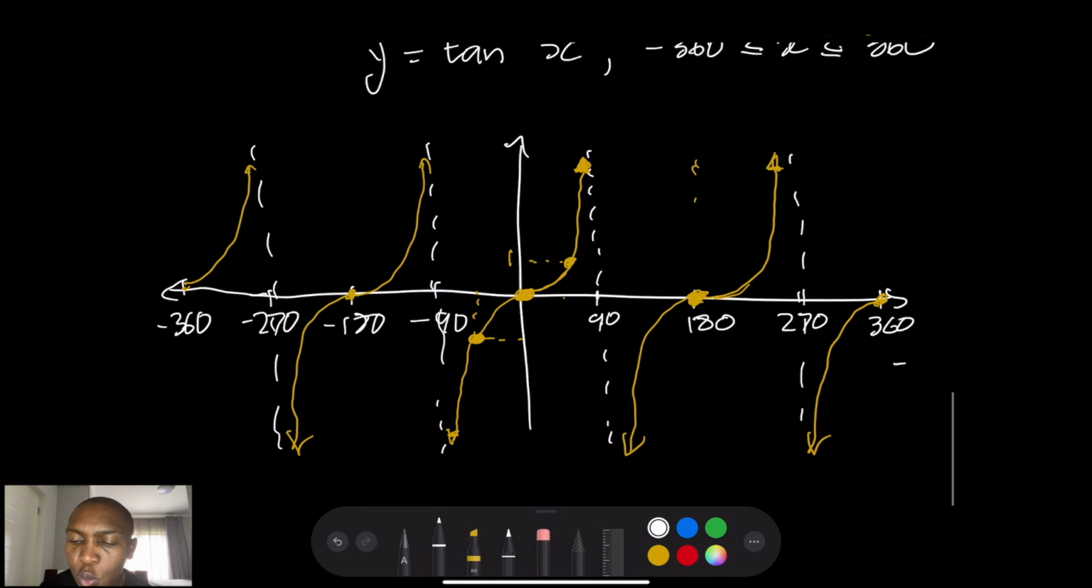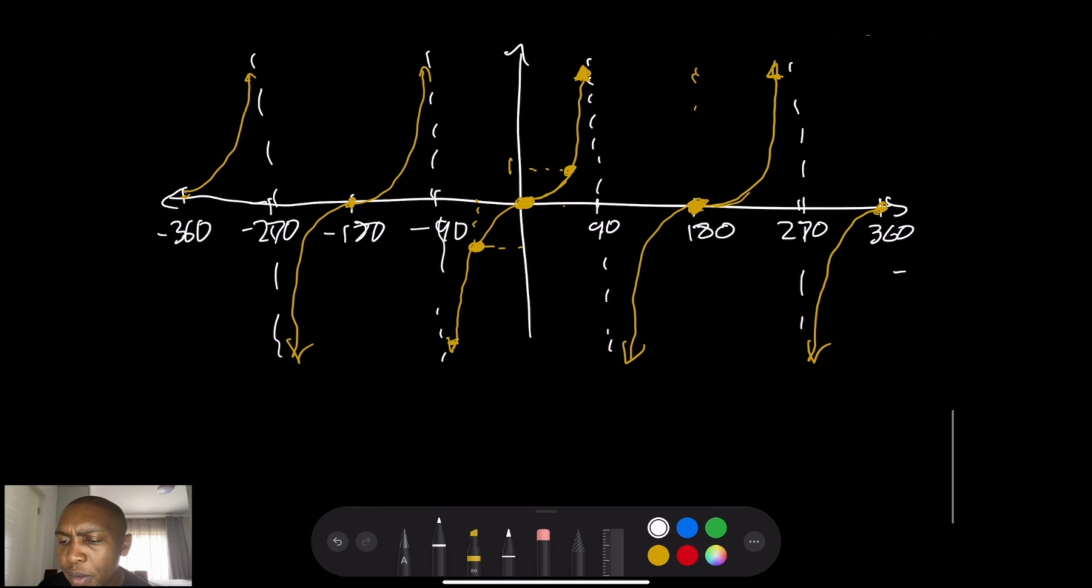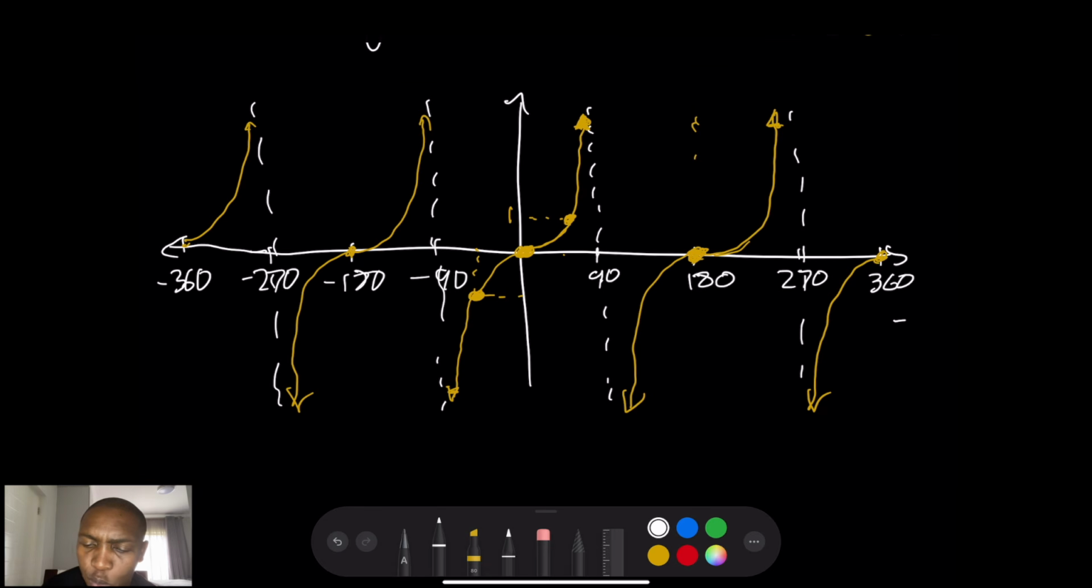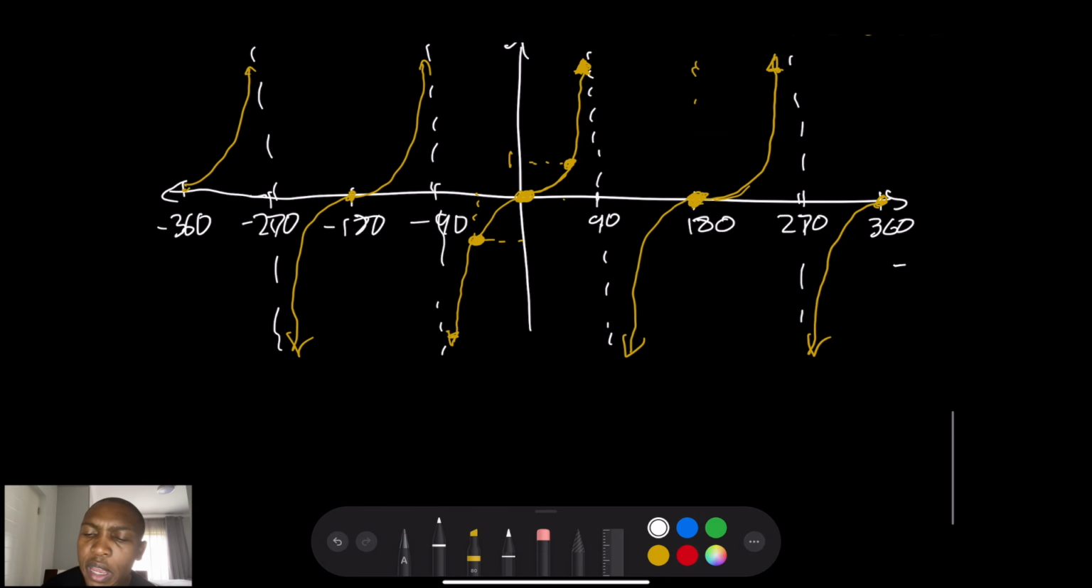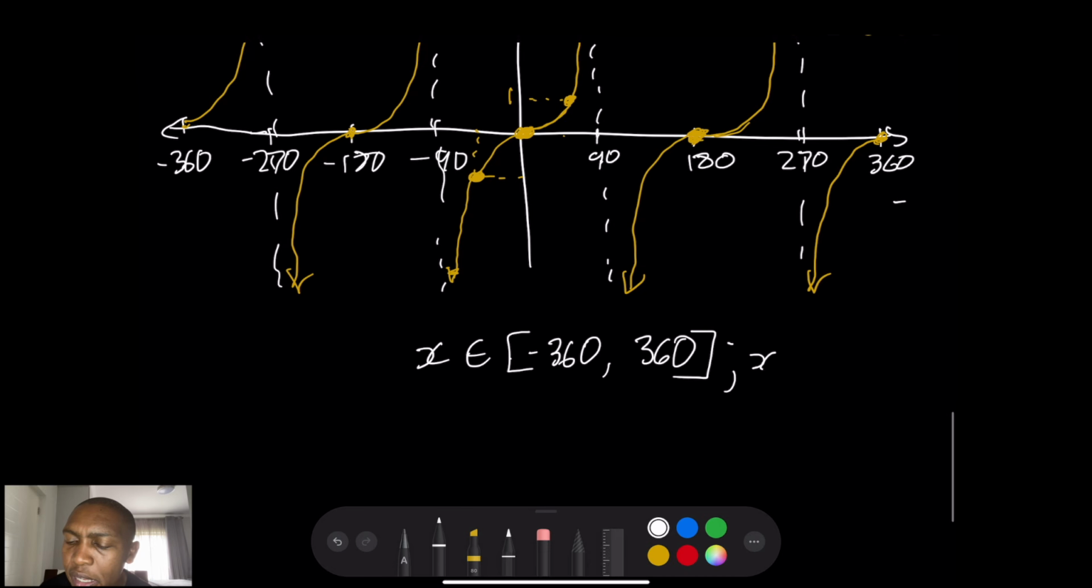Okay, so what we're going to look at is, where does the graph exist? Obviously they've given us our domain in this particular graph. Remember that even if I were to give a domain, say for argument's sake, and I was asking where does the graph exist in x, it would be x is an element of minus 360 to 360.